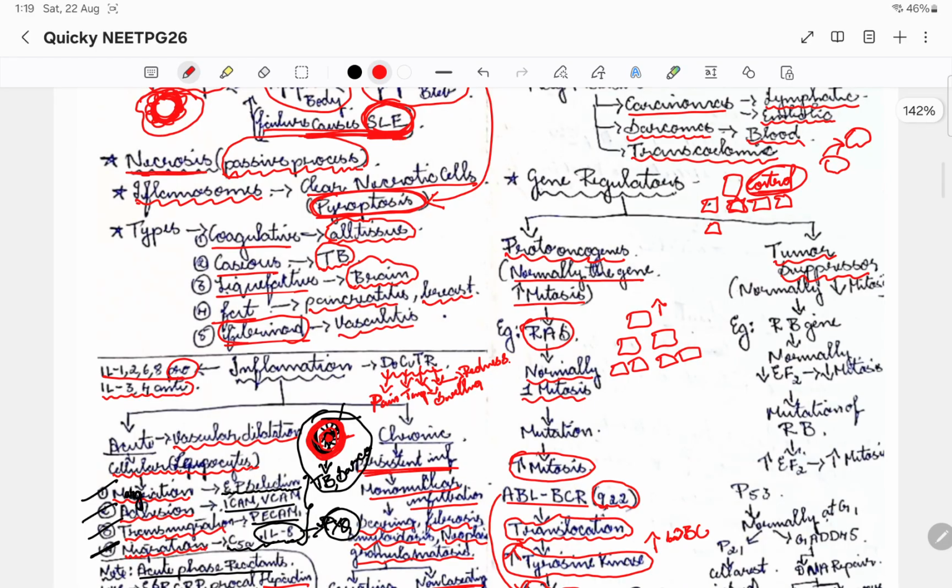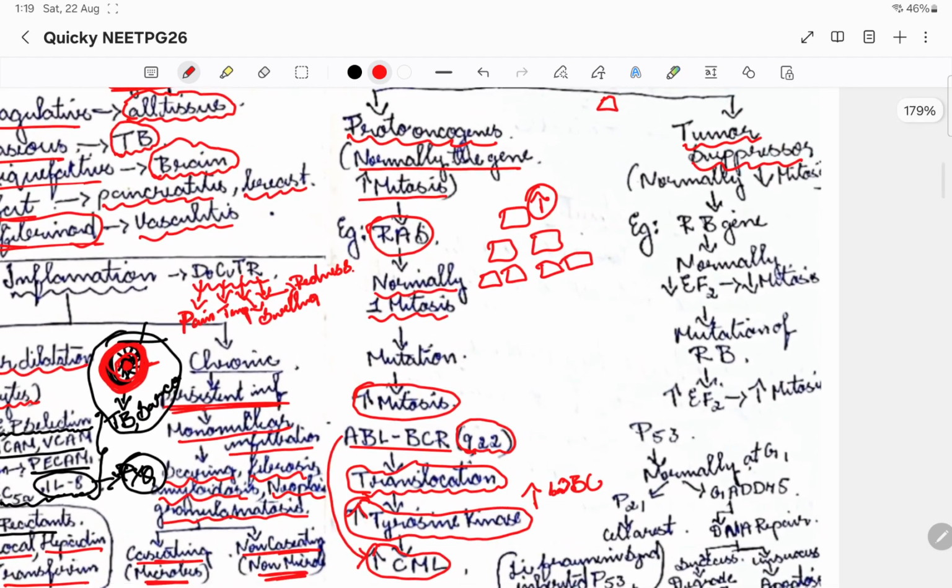So proto-oncogenes: the normal function is to increase the mitosis in a controlled way, but when there is a mutation, there is no controlled way and the cell starts dividing on its own. Okay, so this is the pathogenesis.